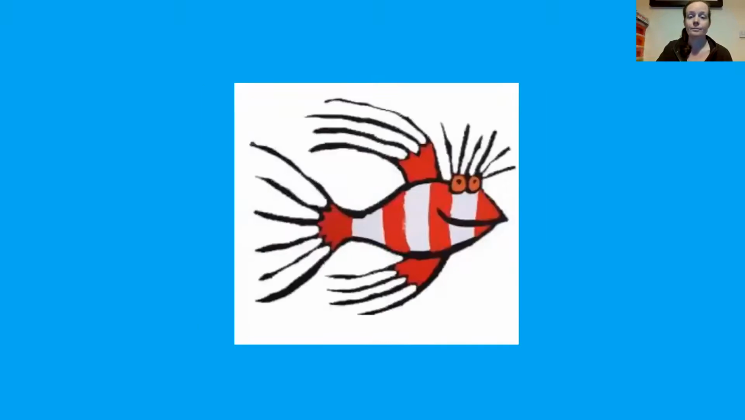So this is our first fish, and you can see that it's light blue, dark blue, light blue, dark blue, light blue, dark blue, and that is the pattern on this fish. Let's have a look at the next one and see if you can see the pattern. What is it? Fantastic. Red, white, red, white, red, white.